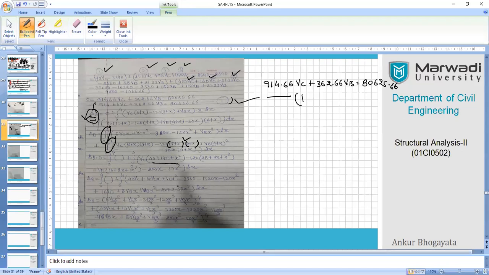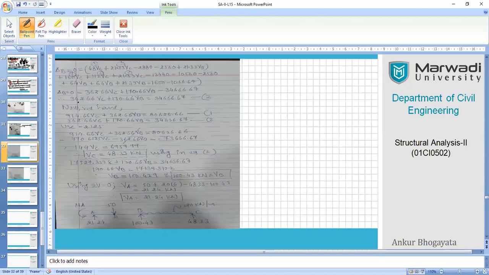And likewise, if you keep doing the numerical on and on, at some point you reach the final destination of your second equation. So I'm just highlighting the second equation again. It is 362.66 VC plus 170.66 VB equals 34,666.67. That is your second equation.